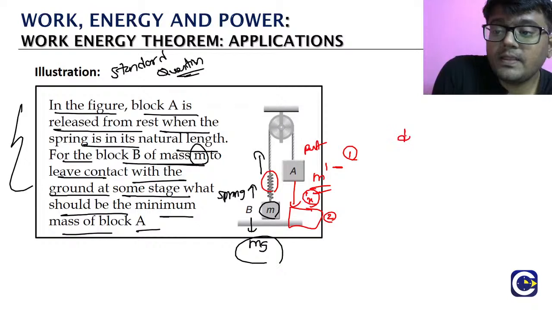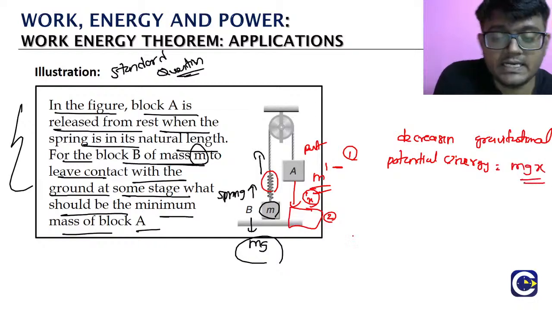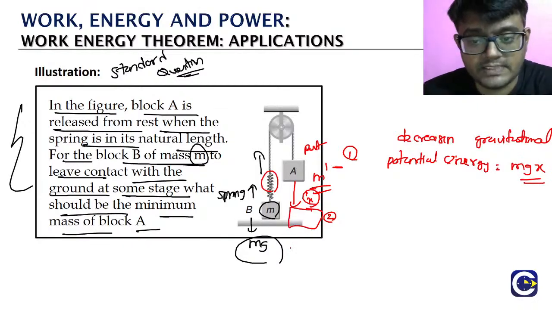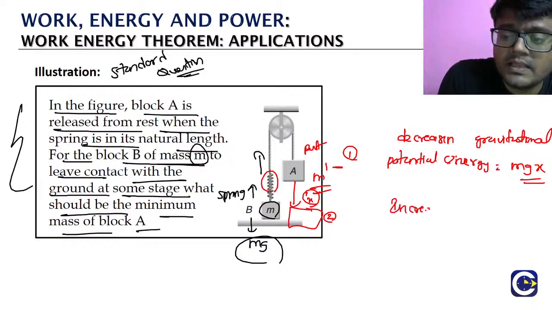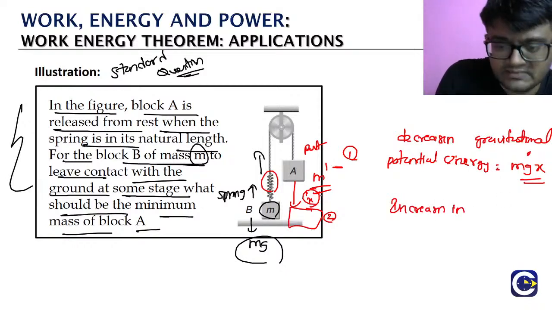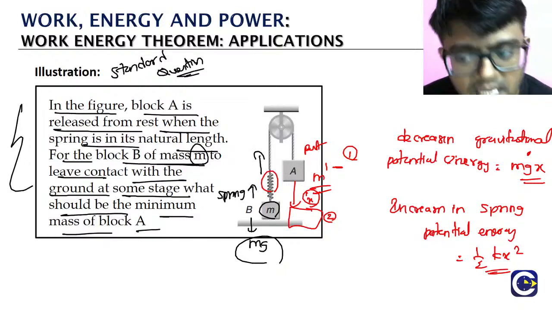The decrease in gravitational potential energy is m g into x, because it is coming down from above by a value x. So the decrease in gravitational potential energy is m g x. On this side, the increase, it is not m but m dash, because we are talking about block A. The increase in spring potential energy is half k x square.